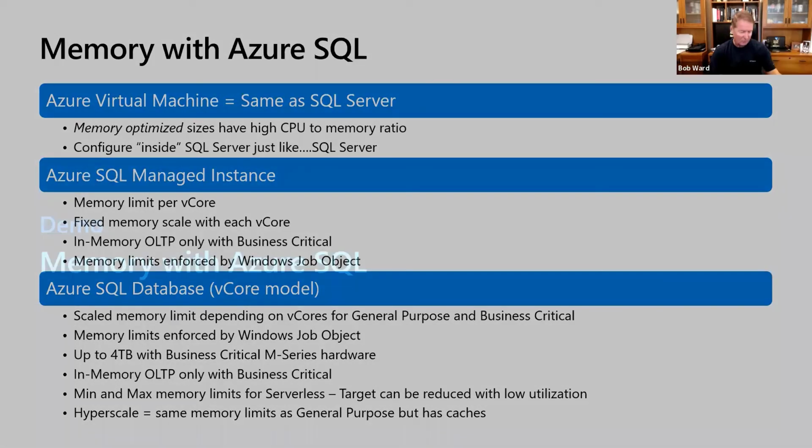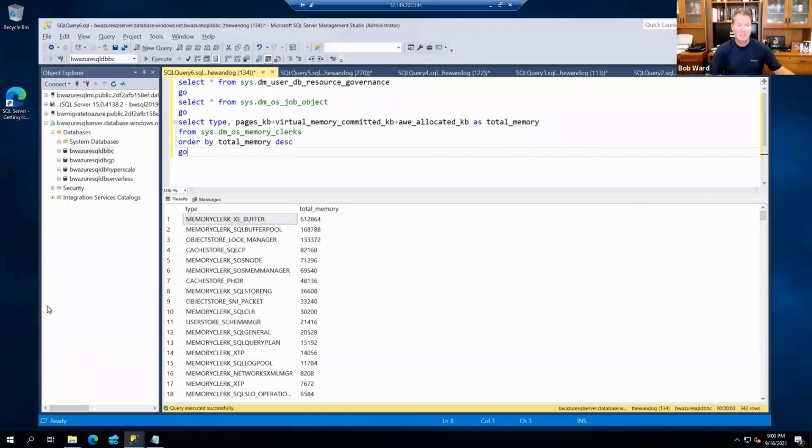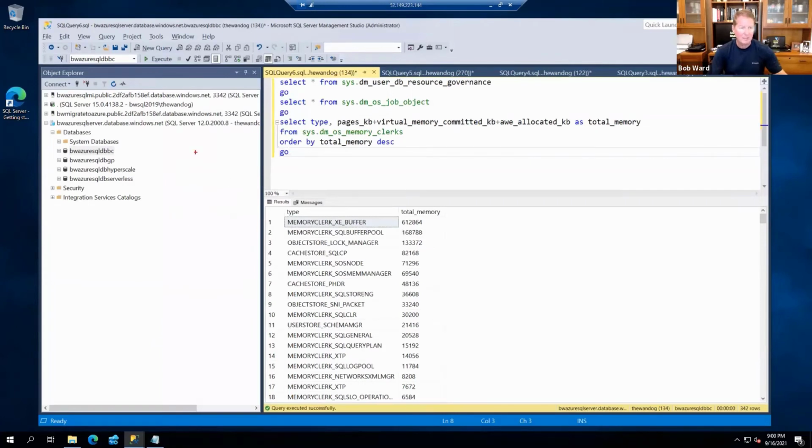Okay, let's briefly look at some examples of this. I've got over here a VM that's connected to Azure SQL Database, and I just want to show you this. I've connected to a business critical. Here's a business critical edition. Here's a general purpose one. Here's a hyperscale one. And here's a serverless one.